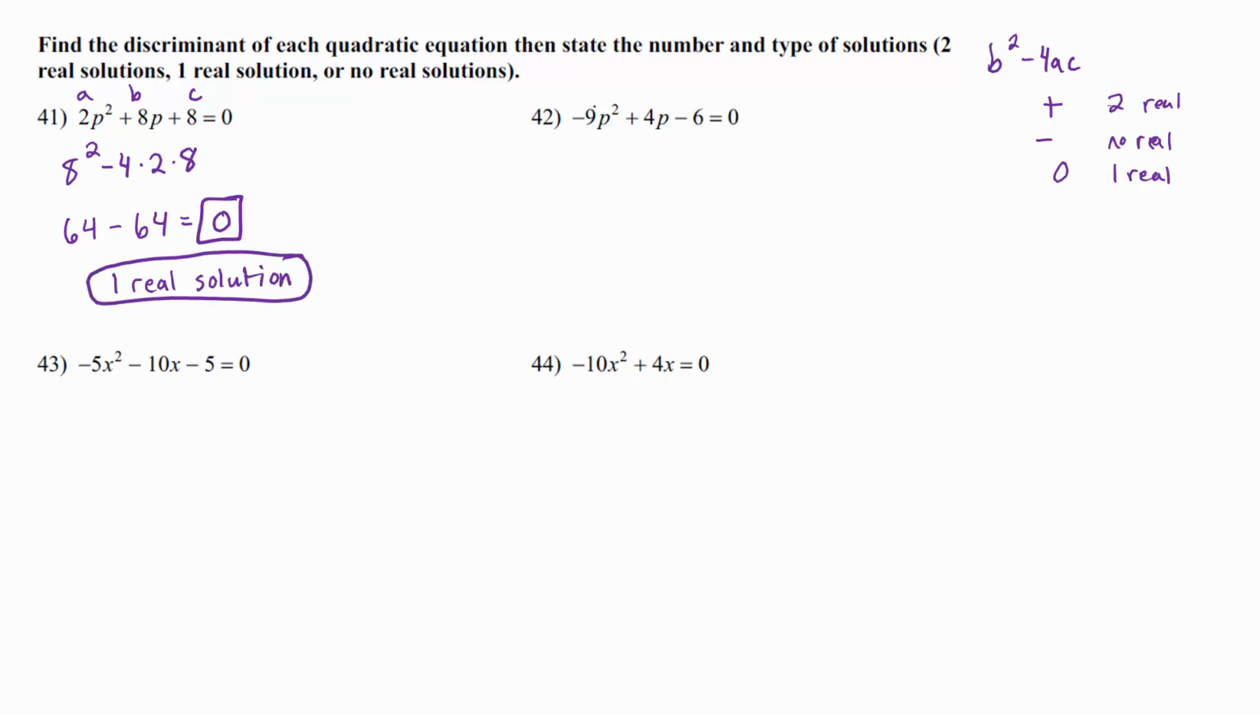A is 4, B is 2, C is... B squared minus 4AC. So let's see, 36. Three negatives make a negative. 4 times 9 times 6 is something that I don't know off the top of my head. 36 times 6. Actually, I do know that. That's 216.